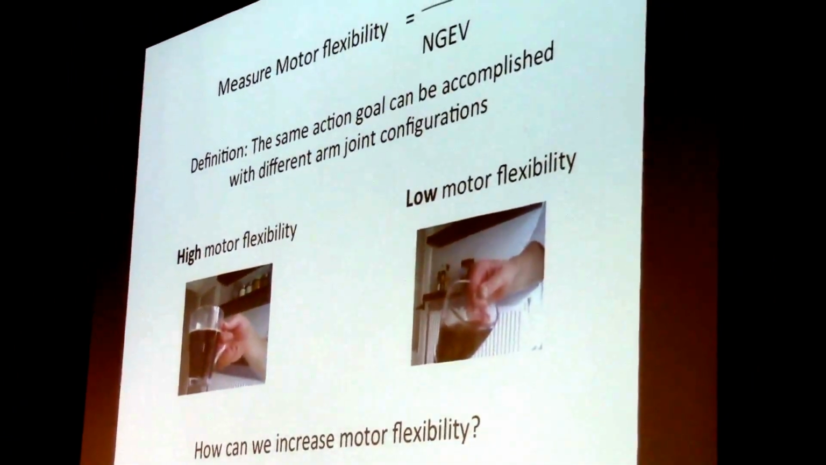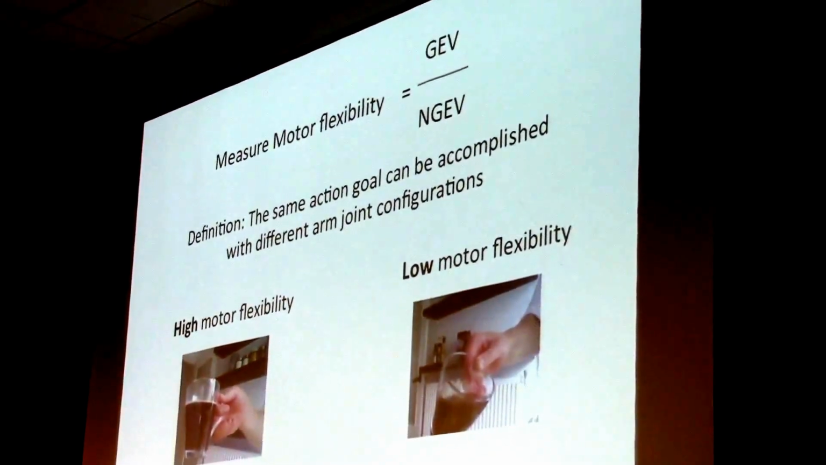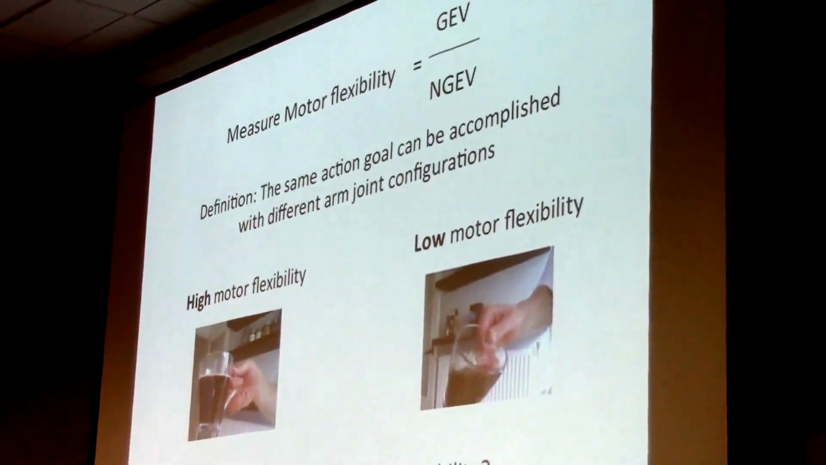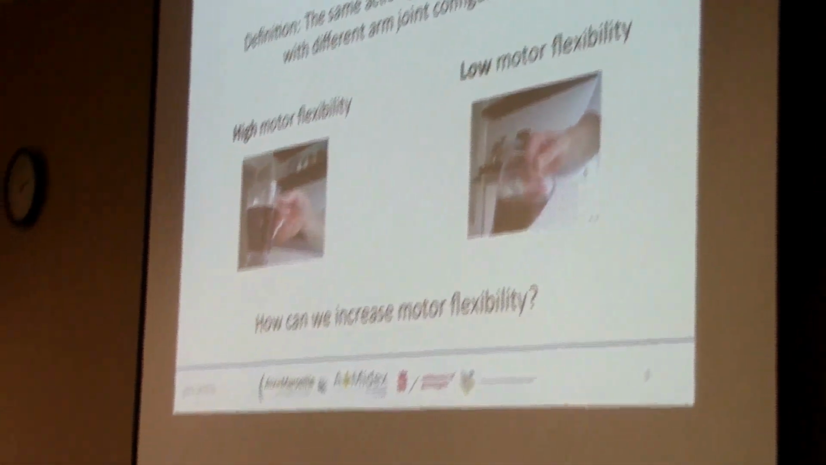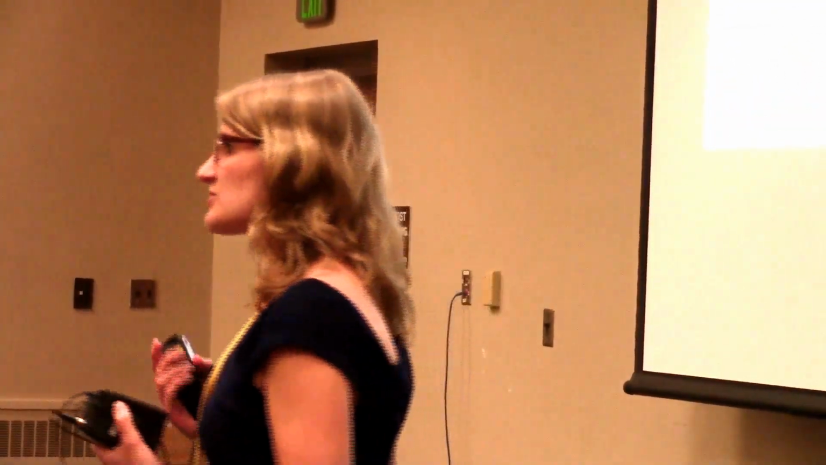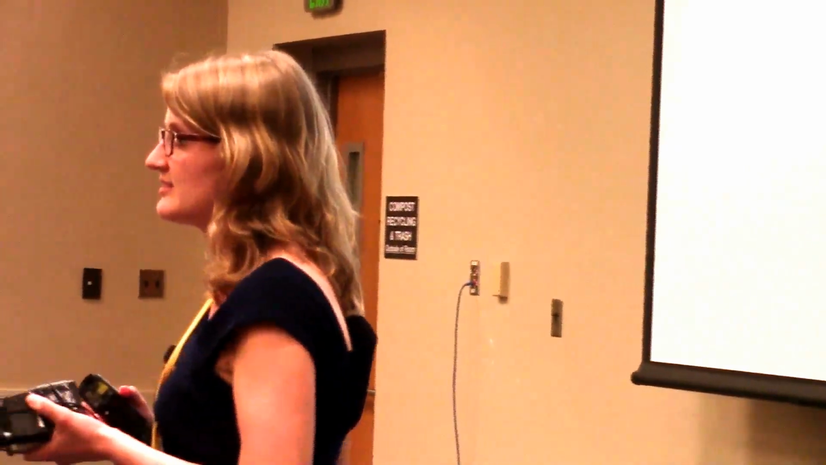We think that the measure of motor flexibility is the ratio of the goal equivalent variability and the non-goal equivalent variability. So if we come back to our definition again, this was the fact that the same action goal can be accomplished with different joint angle configurations. And it was necessary in daily life to have high flexibility, and low flexibility can give problems. So what we wanted to look at is, is it possible to increase motor flexibility over learning?